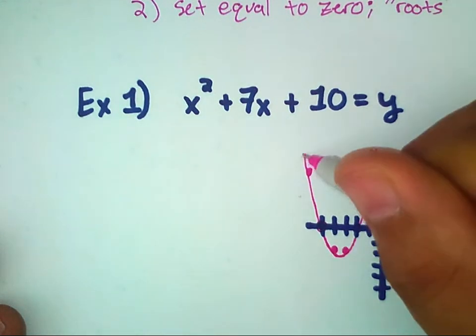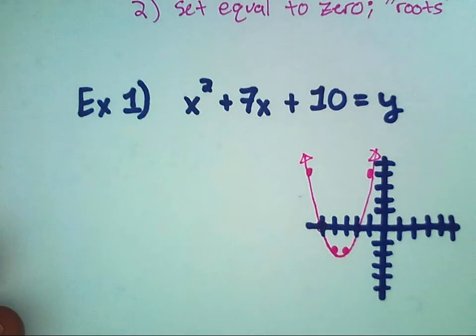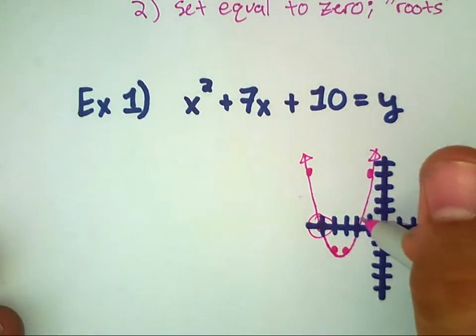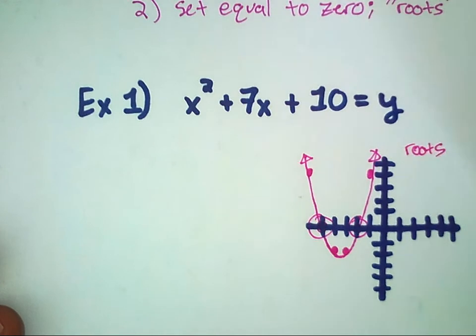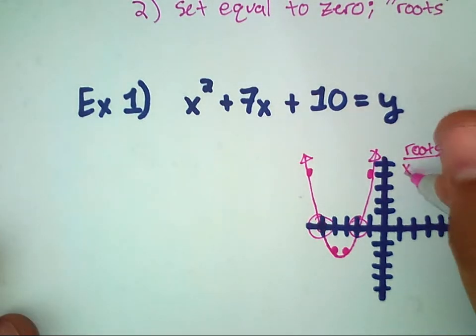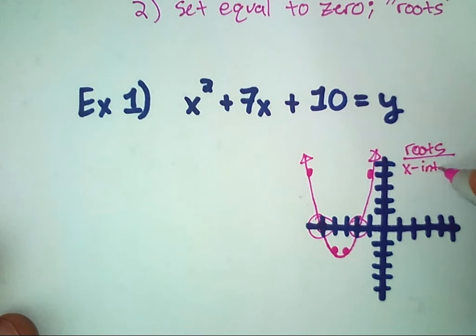And remember, the lines go on forever. The roots that we're explicitly looking for are right here. And so roots is the same thing as saying x-intercept. Means the same exact thing.